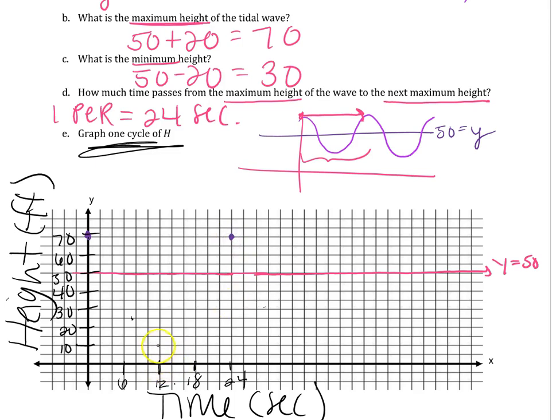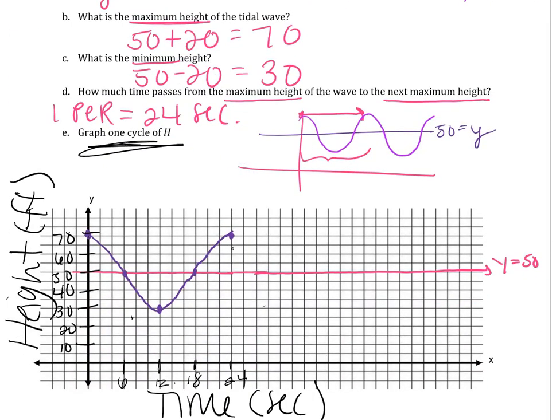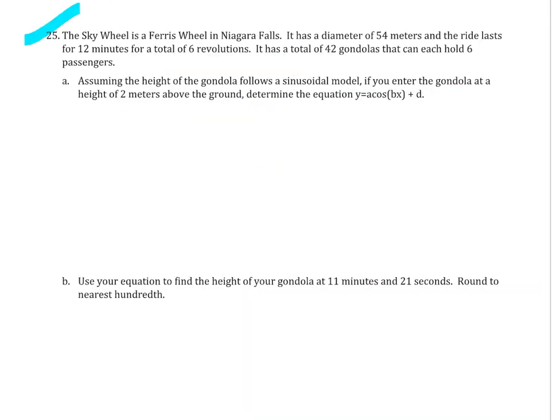Halfway in between, so at 12 seconds, you're going to be 20 below the midline, so at 30. And then halfway in between each of those, so at 6 and at 18, you'll be on the midline. And I'll label my graph h of t. That's my graph. Yay. All right, last problem here.